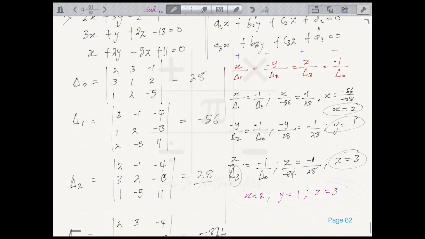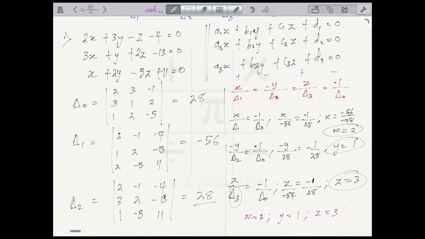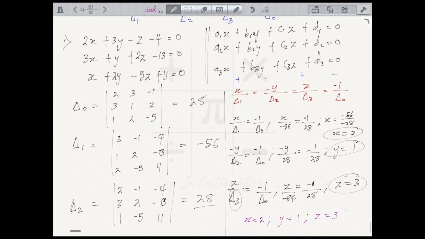Now we can see how short it is. The beauty of having the determinant method is that we can just say, oh, solve for x. If we are asked to solve for x, all we need to evaluate is just this and this, that's delta 1 and delta 0. And then we just use the expression x divided by delta 1 is equal to minus 1 divided by delta 0. So that is the joy in using the determinant method, because we can just look for a particular variable. However, in the inverse method, we have to solve everything using the inverse rule.